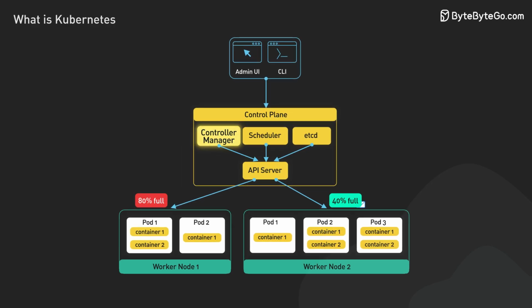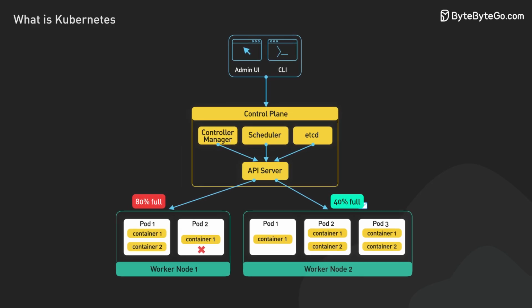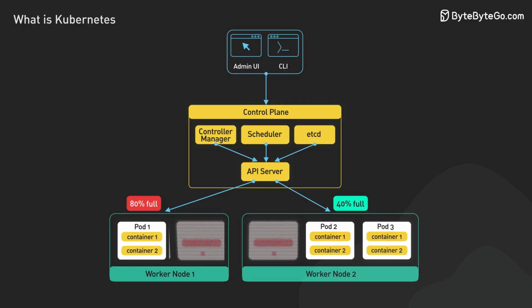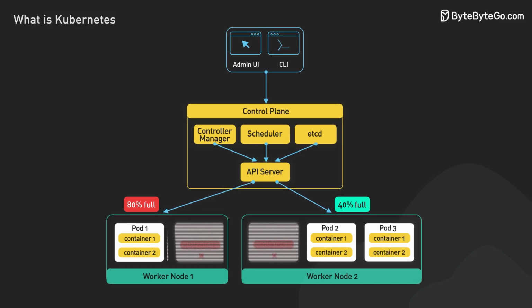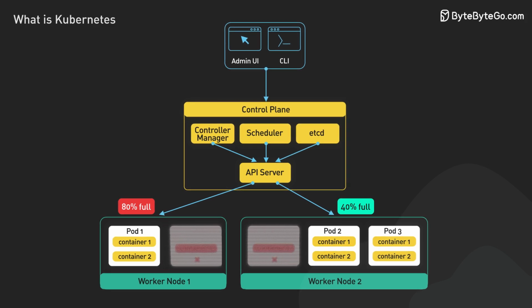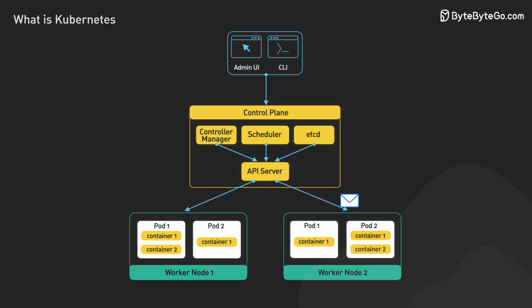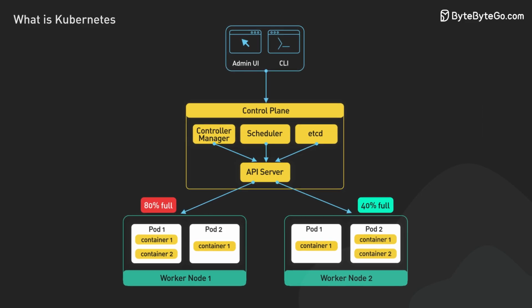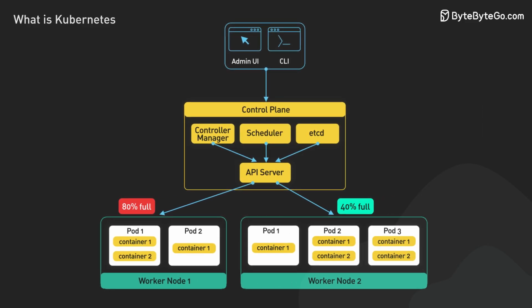Next, we have the controller manager. This component maintains the desired state of the cluster. It continuously monitors the cluster's health, identifies any deviations from the desired state, and takes corrective actions. Then there's the scheduler. It distributes incoming containers across the worker nodes based on resource availability and specific requirements.